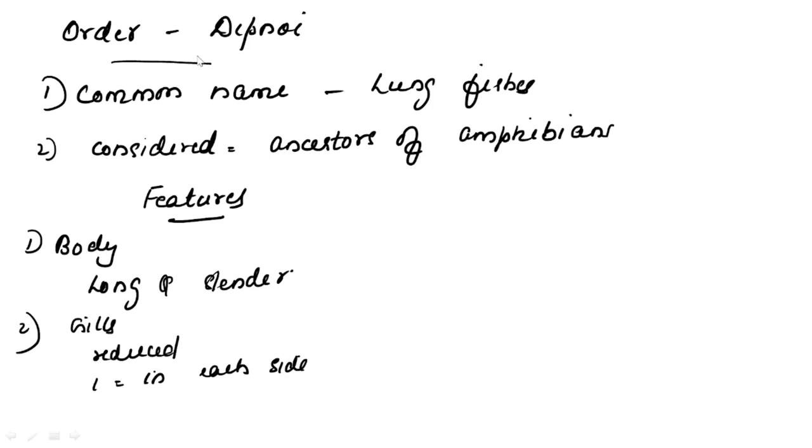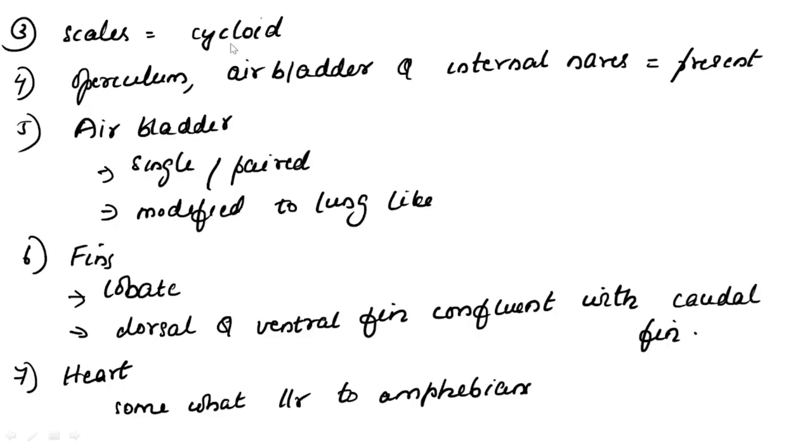Then we are going to the other order, that is Dipnoi, another order of Osteichthyes. Its common name is lung fishes. What is its common name? Lung fishes. It is considered the ancestor of amphibians. That is another important thing. What are its features? Body is long and slender. Gills are present, but reduced, only one on each side. Scales are cycloid scales. Cycloid scale also I have shown you. It looks somewhat circular itself.